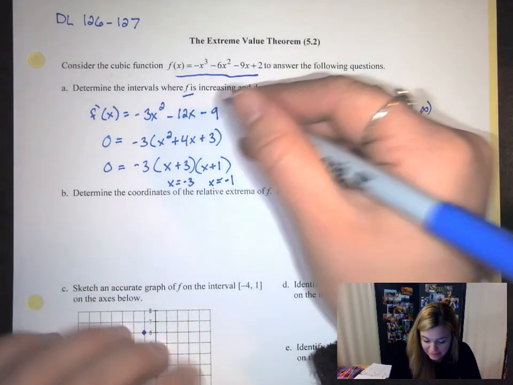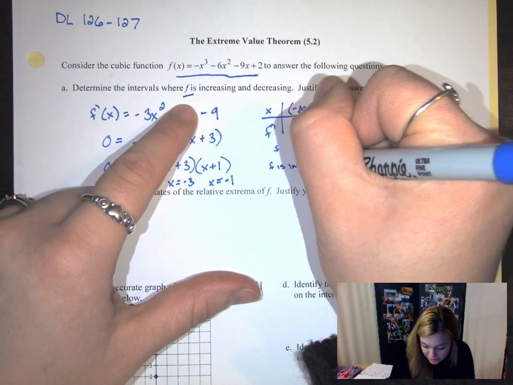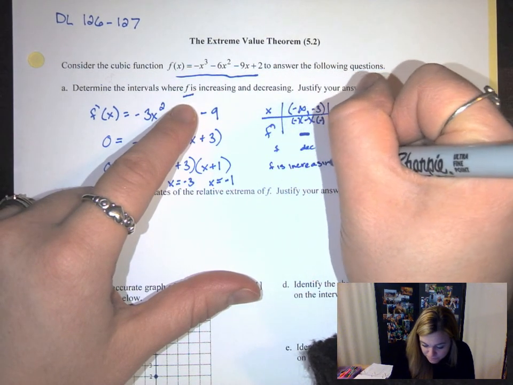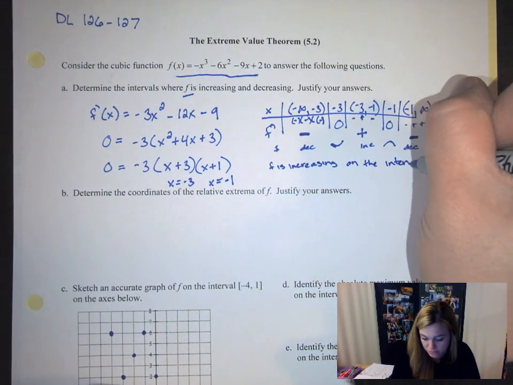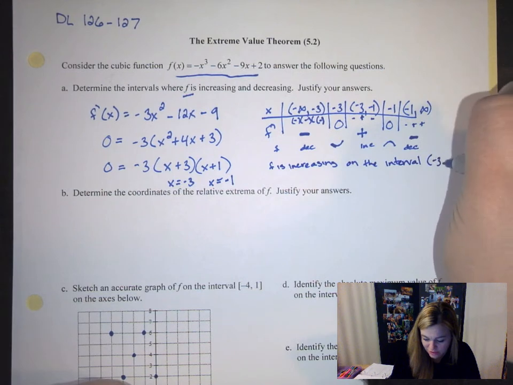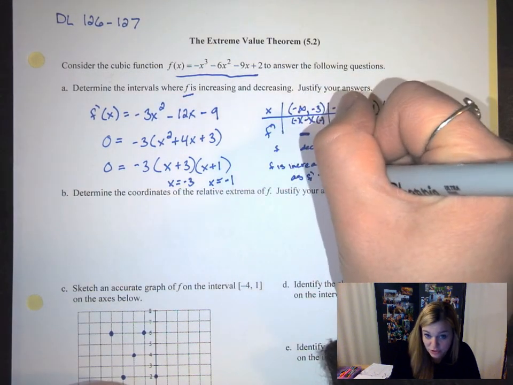Okay, then it says determine where f is increasing or decreasing. So I'm going to say f is increasing on the interval negative 3 to negative 1. And the reason is f prime is greater than 0.